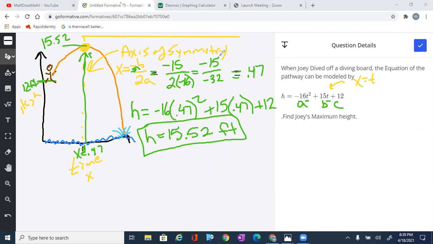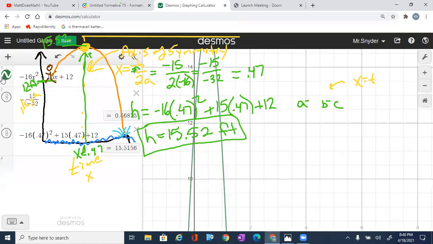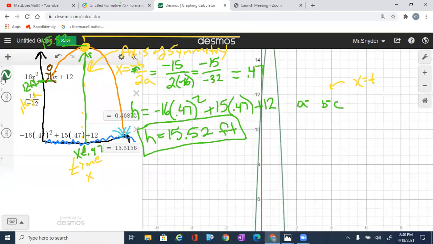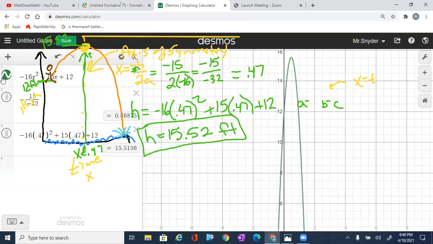Now, we've done this by hand. It's always great to check our work with a calculator. So I'm going to go off to Desmos, and I'm going to turn on the graph. Desmos is our friend. If you remember, one of the things I said was Joey was 12 feet in the air when he started, and there he is on the y-axis. And he jumps off of that diving board, and he goes right up, and then he comes right back down to hit the water down here at the bottom.